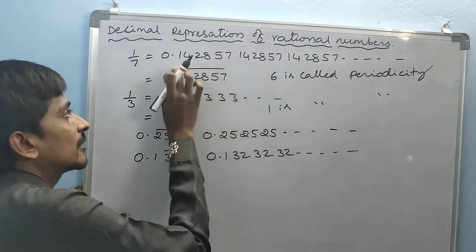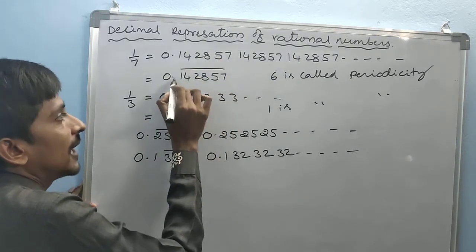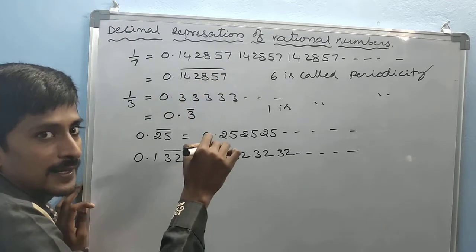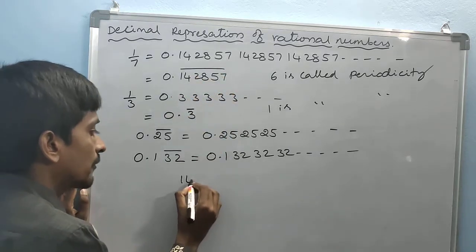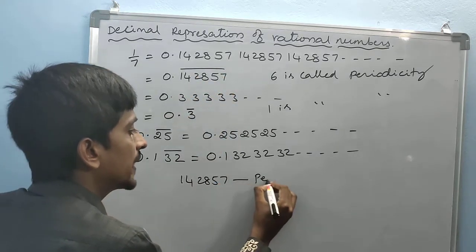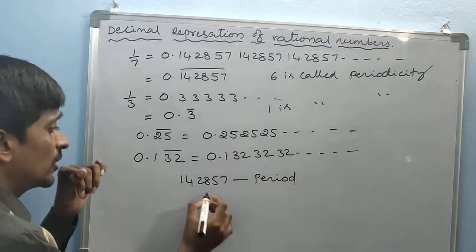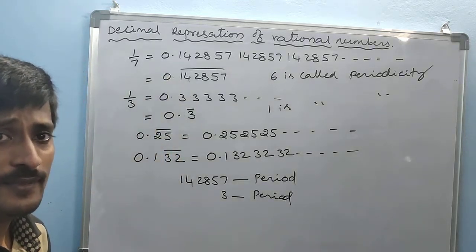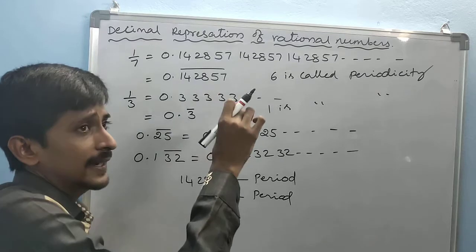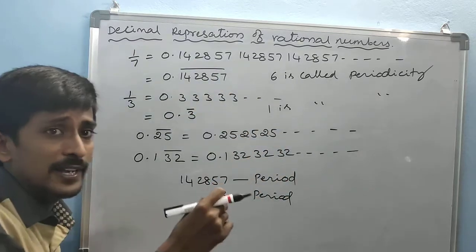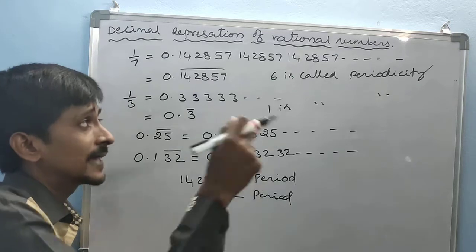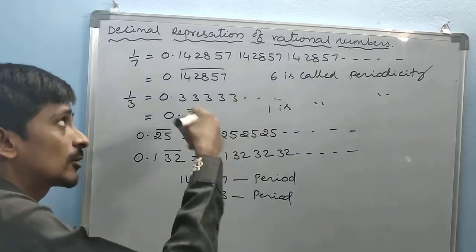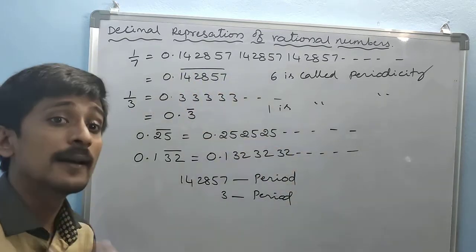And the total number that is repeating after the decimal point is called the period. Here 142857 is called the period. In the other example, 3 only is the period. Which number is repeating? That total number is called the period. How many digits are repeating? That count is called periodicity. The number of digits is called periodicity.